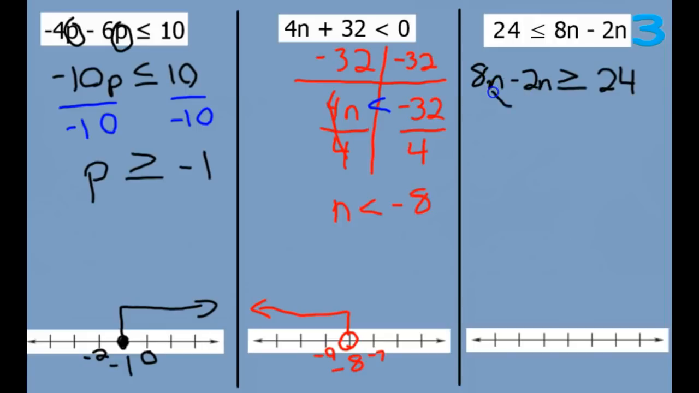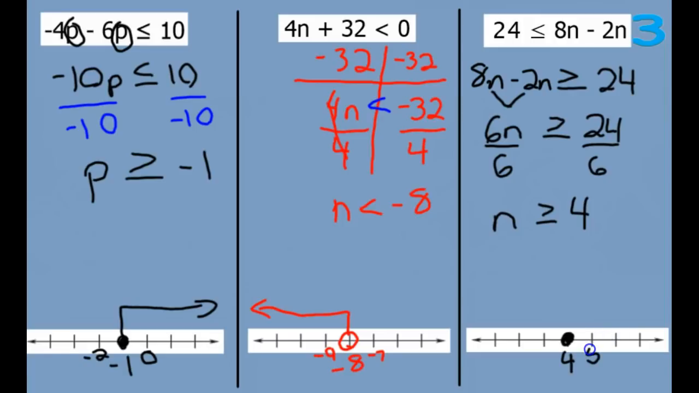8n minus 2n becomes 6n. 6n then is greater than or equal to 24. And we're going to divide by 6 to get n by itself. n is greater than or equal to 24 divided by 6, which is 4. It's an or equal to, so it's a closed circle. 4. 1 greater is 5. 1 less is 3. Our arrow is pointing to the right.